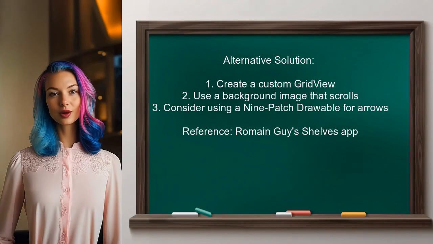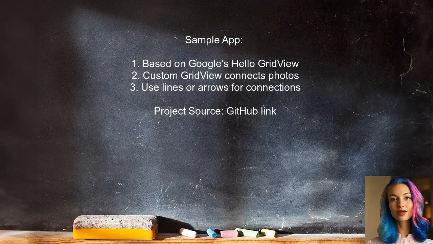An alternative solution comes from a user who references Roman Guy's Shelves app. They suggest creating a custom grid view that allows for a background image to scroll similar to a bookshelf. For adding arrows, they recommend using a 9-patch drawable. The user also created a sample app based on Google's Hello Grid View example. They built a custom grid view that connects photos across empty cells using simple lines or arrows. You can find the project source on GitHub.